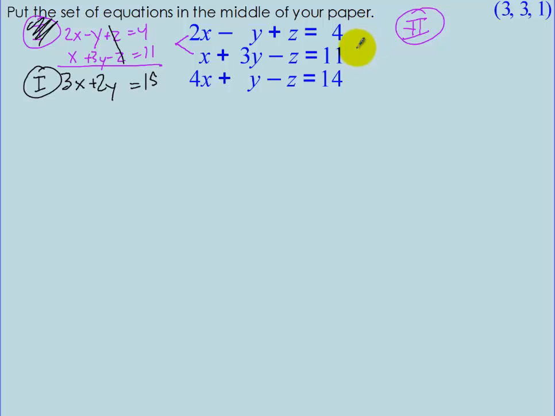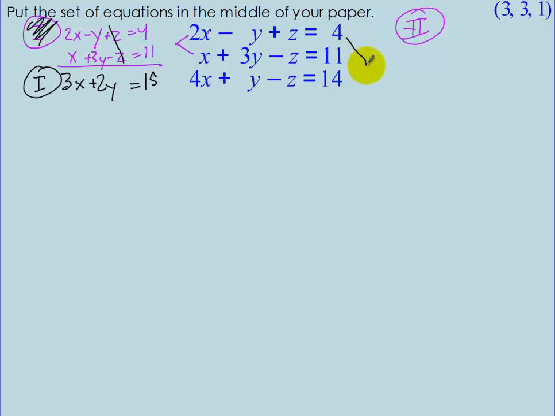Alright, now I've got to create a second equation. I can't use the 2 top equations again. My options are use the 2 bottom or use the top and the bottom. So you have to use a different combo each time. I'm going to choose to use the top and the bottom because one's positive z and one's negative z. I don't need to multiply anything.